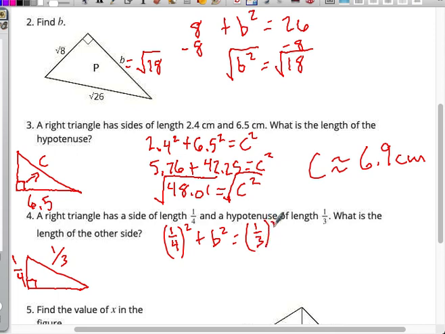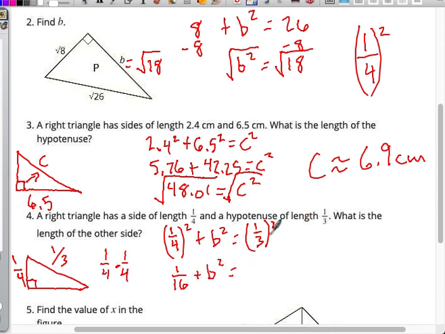(1/3) squared. I put my fractions in parentheses because if I write 1/4 squared, people might think that means 1 squared over 4. We need to put the parentheses around it so that you know the entire fraction gets the exponent. Does that make sense? Okay. So (1/4) squared is just 1/4 times 1/4. What is that? 1/8? No. 1/16. 1/16 plus b squared.